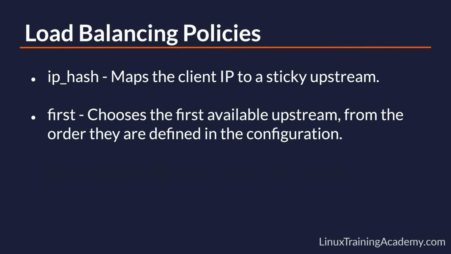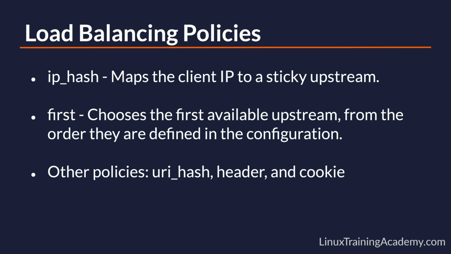The final load balancing policy we are going to cover is first. This policy selects the first available backend server from a list of defined backend servers, starting with the first one listed in the configuration, then proceeding down the list until an available backend server processes the request. This policy can be useful in situations where you want to prioritize certain backend servers over others, such as when you have a primary backend server that you want to direct traffic to before any secondary or backup servers. There are other policies such as URI hash, header, and cookie, and you can explore those lesser used options on your own if you wish.